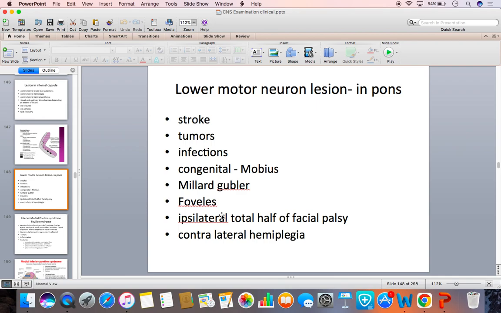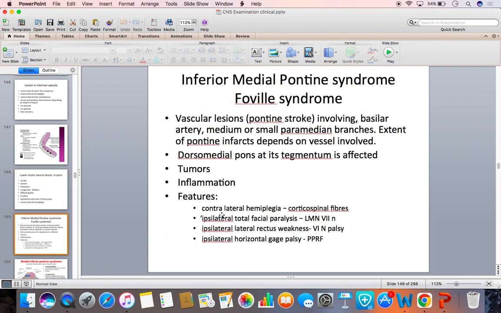If the lesion is in the pons, it is described in various syndromes: Mobius syndrome, Millard-Gubler syndrome, and Foville syndrome. So it's very easy to understand the manifestations of these particular syndromes. This is the Foville syndrome.